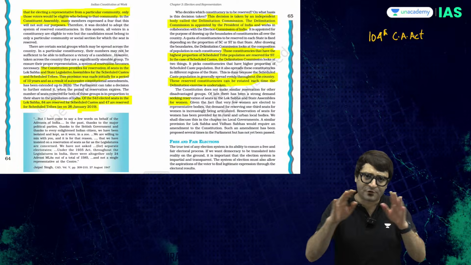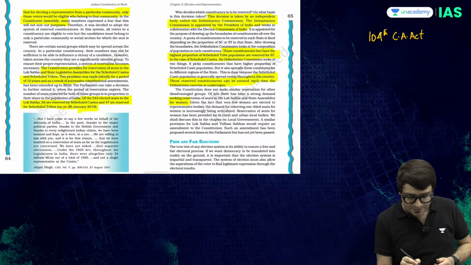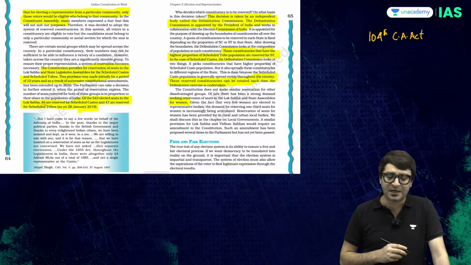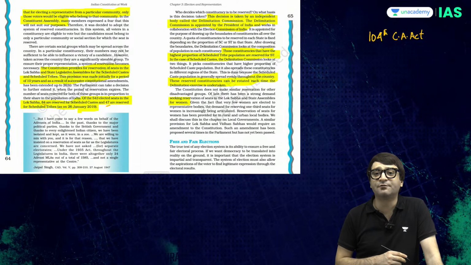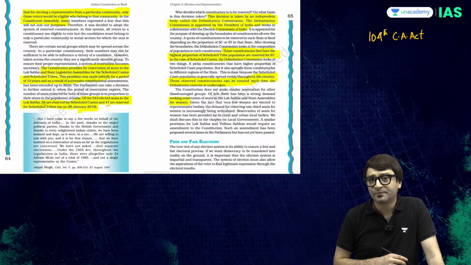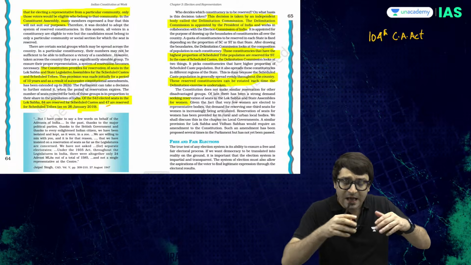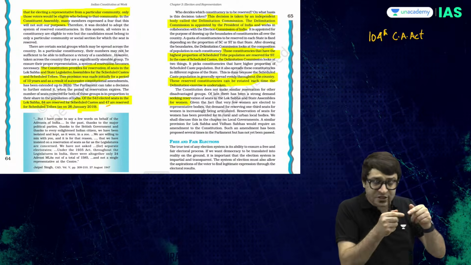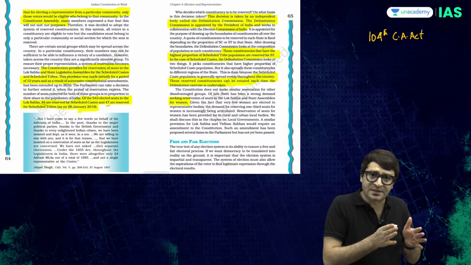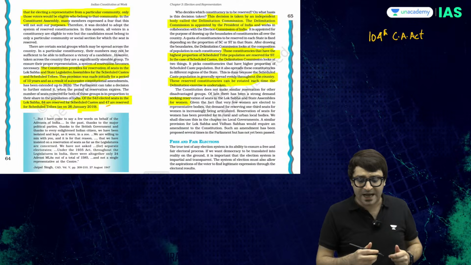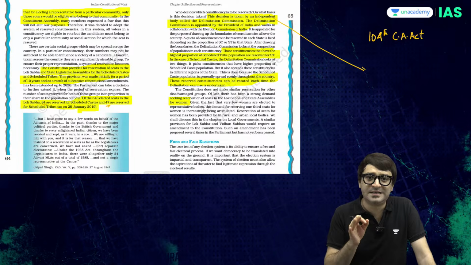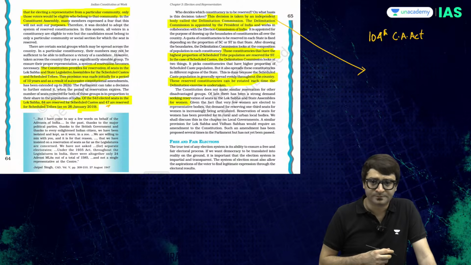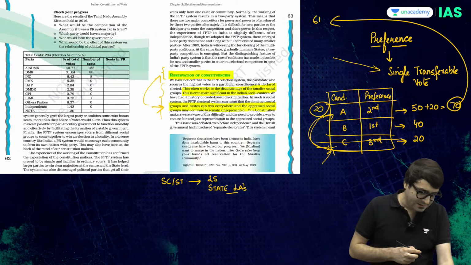Of all the 543 constituencies, there are 84 which are reserved for the Scheduled Castes, and there are 47 which are reserved for the Scheduled Tribes. But who gets to decide how many seats, and which seats, shall be reserved for SCs and STs? That is decided by an independent body called the Delimitation Commission. Clear? Something else.